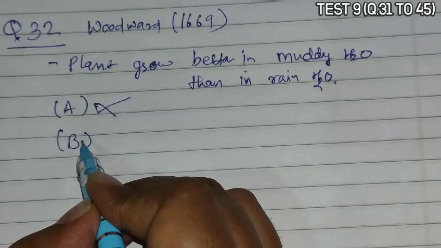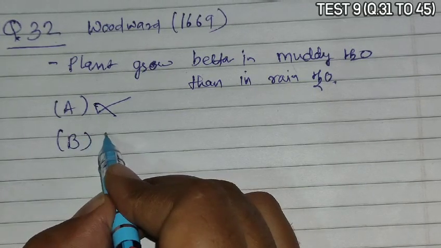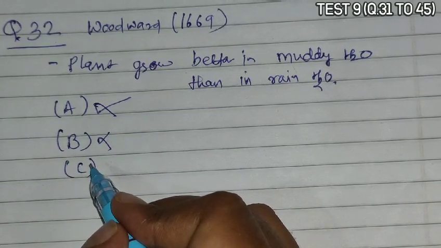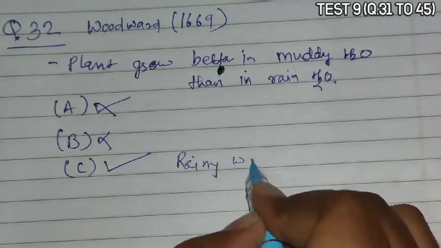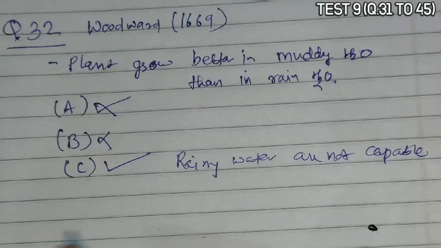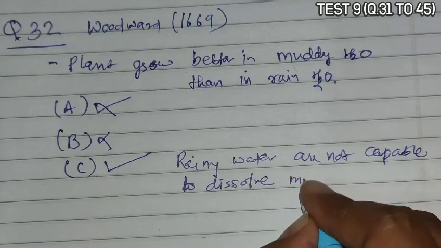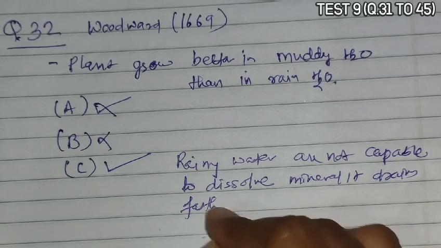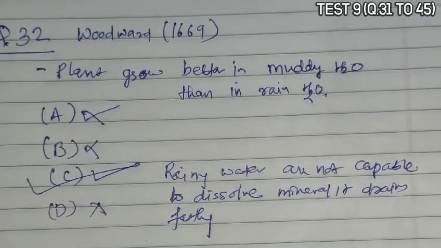B is given as muddy water had micronutrients dissolved in it. If it is only micronutrients, it cannot provide all the essentials. C, muddy water had macro elements dissolved in it. Yes, it can be correct, because rainwater is not capable of dissolving minerals, and it drains fast. And D is given as none of these, so C becomes the correct answer.